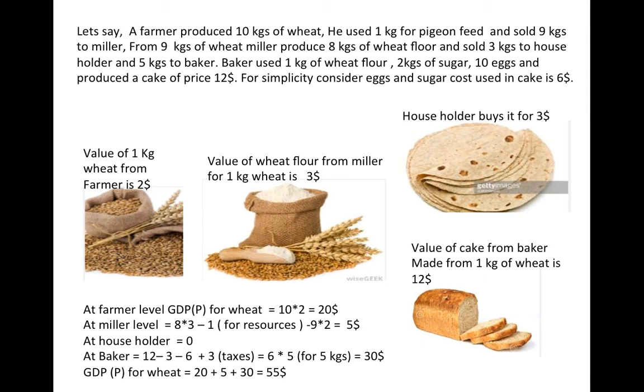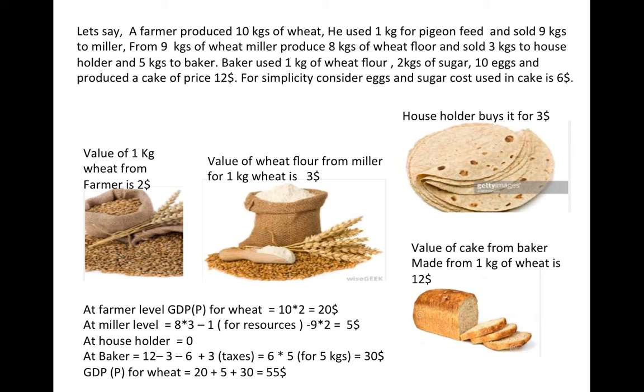This is a small example for calculating GDP using the production approach. A farmer produced 10 kgs of wheat. He kept 1 kg with him and sold the remaining 9 kgs to a miller at a price of $2 per kg. The miller produced 8 kg of wheat flour from 9 kgs of wheat and sold 3 kgs to a householder at a price of $3 and sold the remaining 5 kgs to a baker at a price of $3. The baker produced cakes and fixed the price as $12 for each cake.